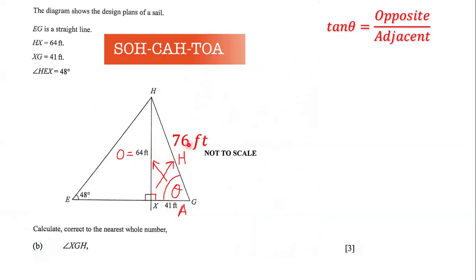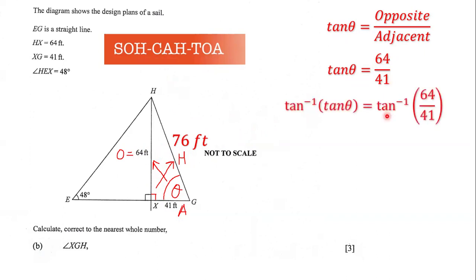Now you can use this side and use a different trig ratio, but I want to use tan theta because that incorporates the opposite and the adjacent, the sides that were actually given. So tan theta is equal to 64 over 41. Remember, the opposite is 64 and the adjacent is 41. So we have 64 over 41. Next, we have to remember our goal.